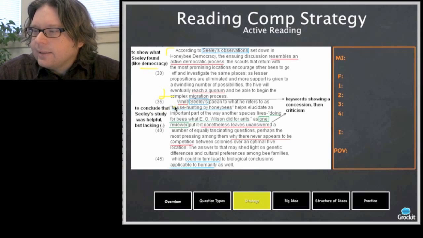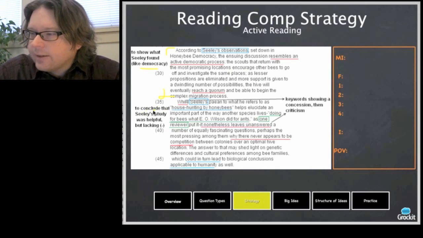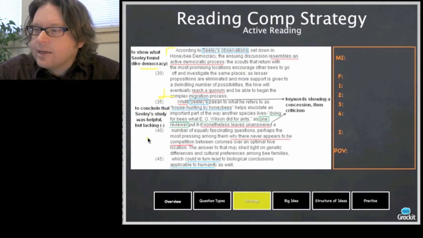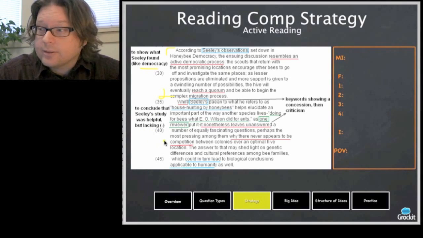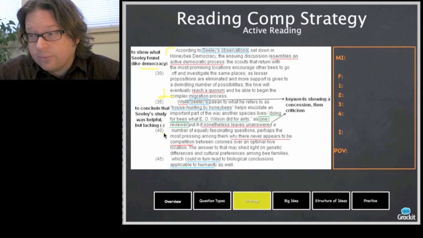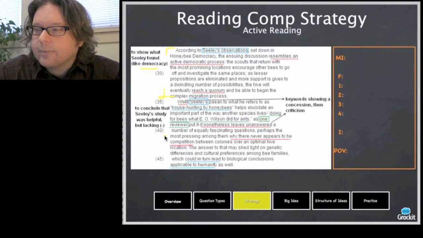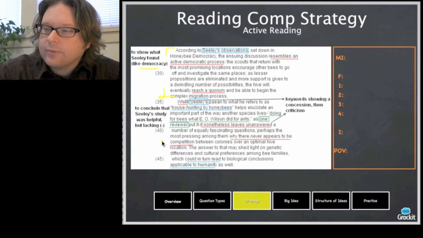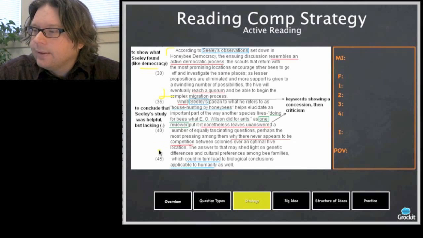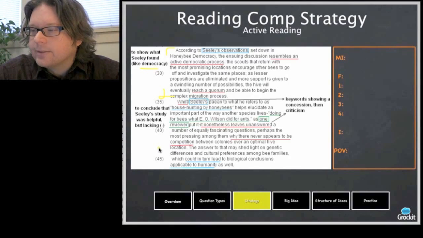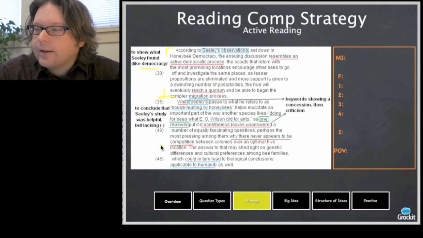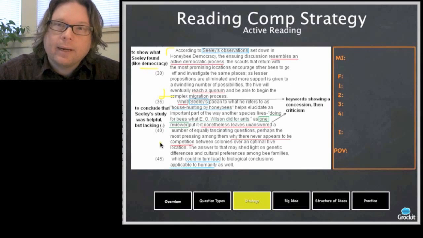Finally, while Seeley's paean to what he refers to as house hunting by honeybees helps elucidate an important part of the way another species lives, doing for bees what E.O. Wilson did for ants, as one reviewer put it, nonetheless leaves unanswered a number of equally fascinating questions, perhaps the most pressing among them, why there never appears to be competition between colonies over an optimal hive location. The answer to that may shed light on genetic differences and cultural preferences among bee families, which could in turn lead to biological conclusions applicable to humanity as well.